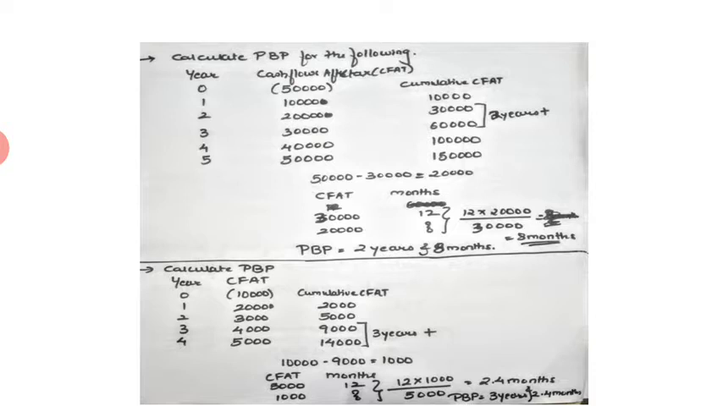Next one was when the cash flows are uniform throughout the period, we use the formula to find out the payback period. That is total investment divided by the uniform cash flows per year. Now we are going to go ahead with the third type of problem that might come for payback period. Okay. Now let's check what is this problem. Calculate payback period for the following.